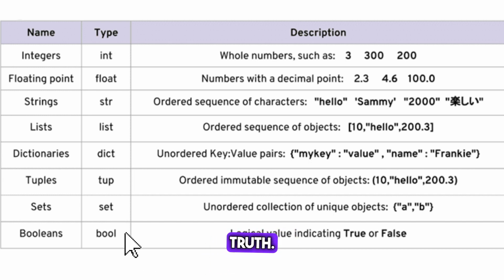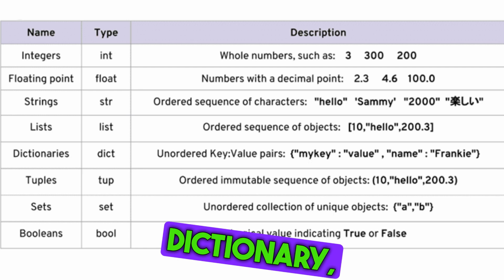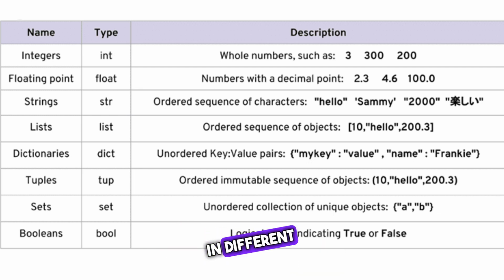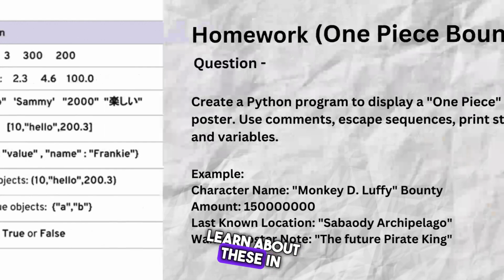Then there is Boolean, which is denoted by bool. Booleans represent truth values, either true or false. They are often used in control statements and logical operations. Example: true, false. We will study about lists, dictionary, sets, and tuple in a different episode because these are much more interesting topics to cover. So we will learn about these in detail.